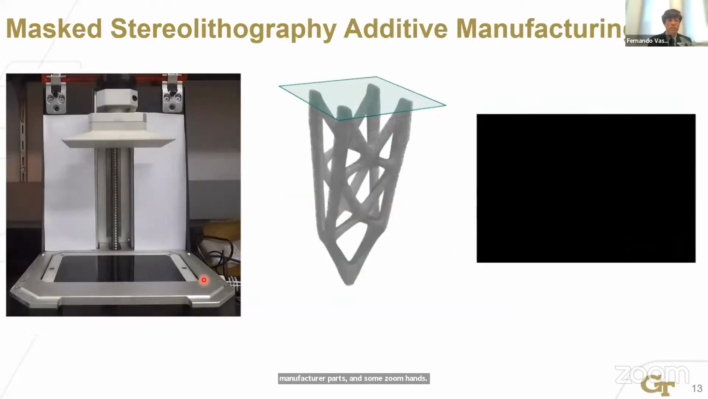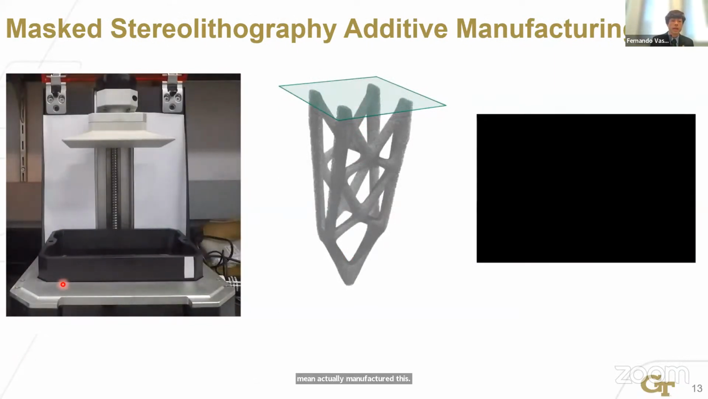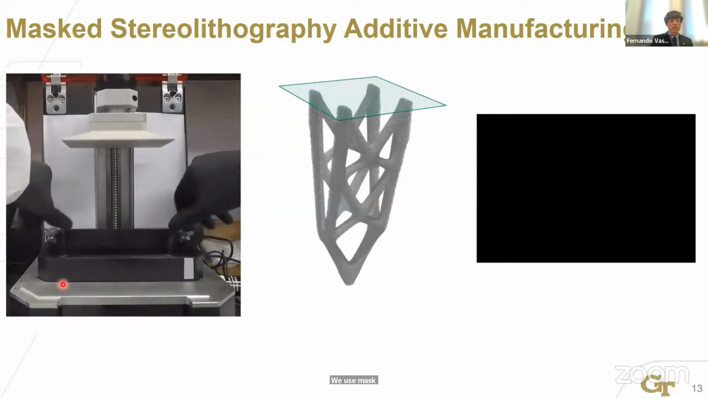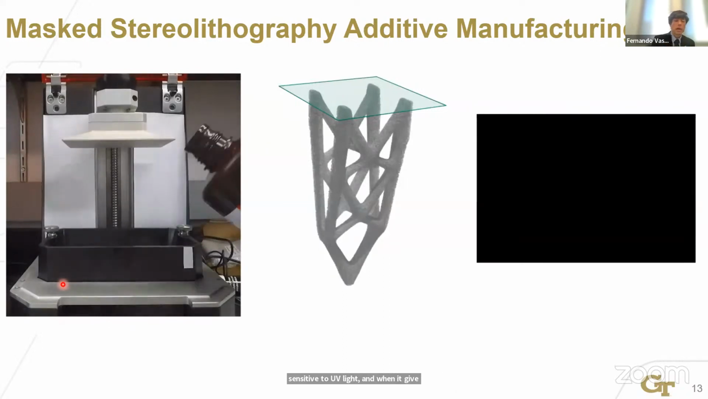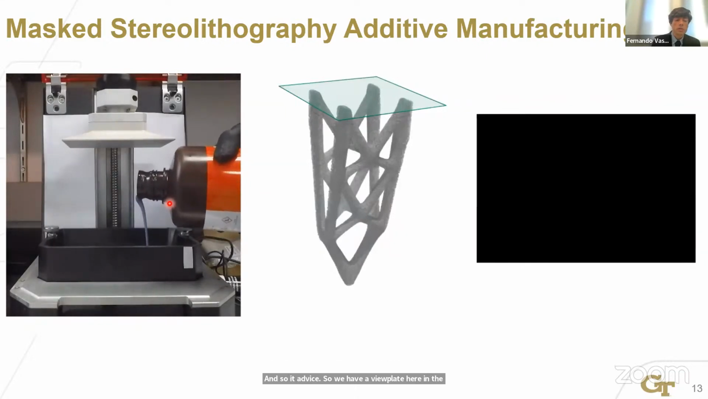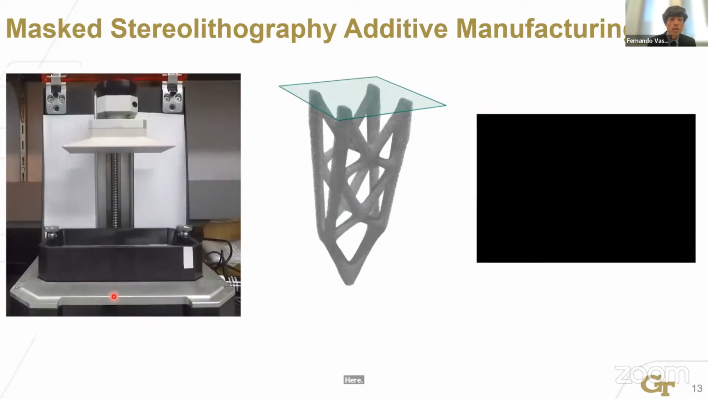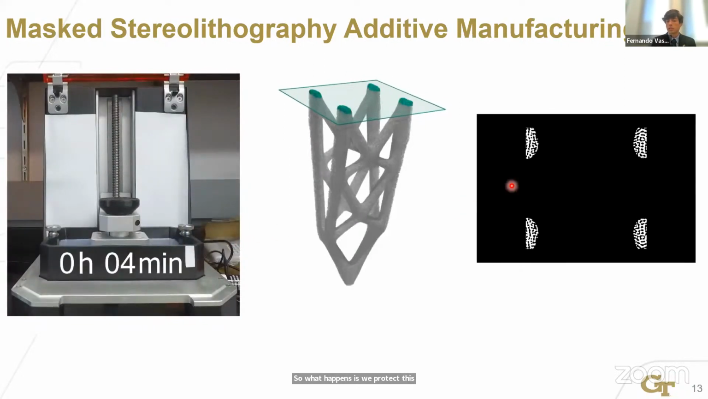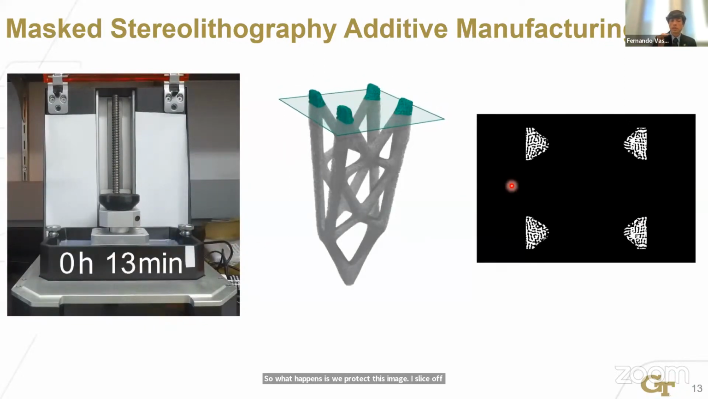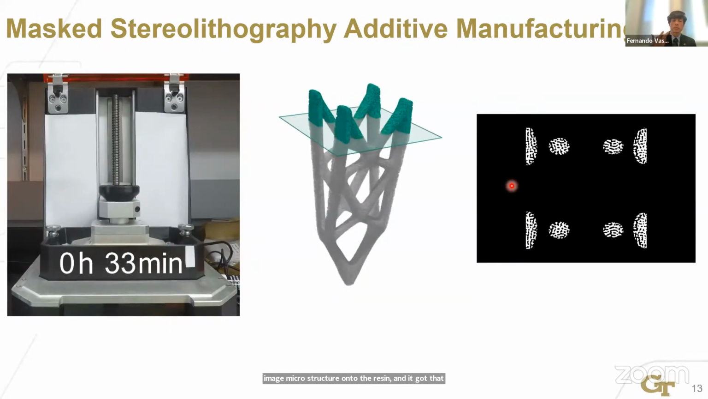Now just to explain how I actually manufactured this, we use mask stereolithography additive manufacturing. The way that it works is we have a resin that is sensitive to UV light, and when UV light hits the liquid resin, it solidifies. So we have a build plate here in the top. I'm pouring the liquid resin here. And here in the bottom, we have an LCD screen and a UV light projector. What happens is we project a slice image of the microstructure onto the resin, and it gets attached to the build plate, and we raise the build plate a little bit, and we repeat this process.